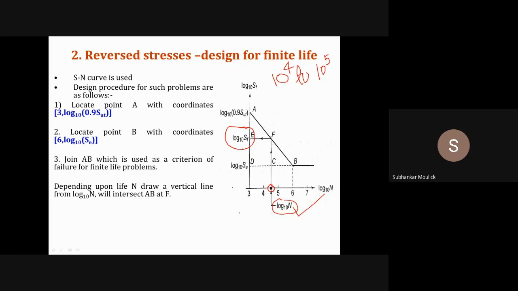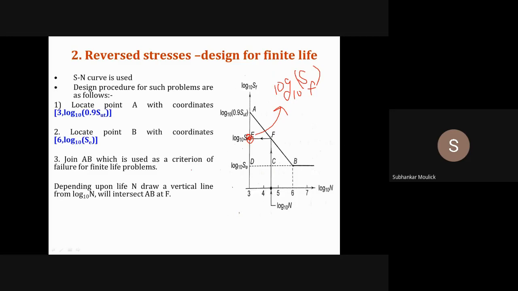F is the intersection point with line AB. Then from F I go in the negative x direction till the y axis, where it intersects at point E. So the y-axis coordinate value of this point will be log base 10 of SF. SF is the fatigue strength of the component corresponding to that particular fatigue life.